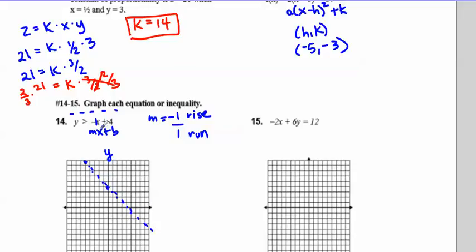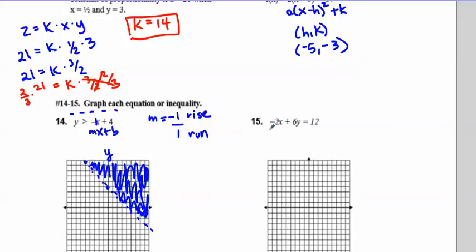And it says y is greater than this line. So these y values are more than this line. So for that reason, you're going to shade above the line. And any point in this shaded area is a solution to your inequality.